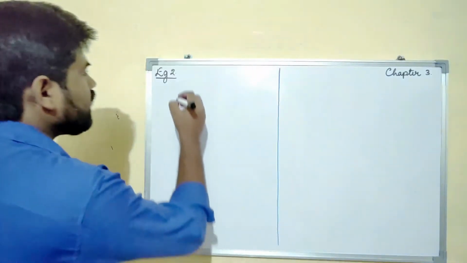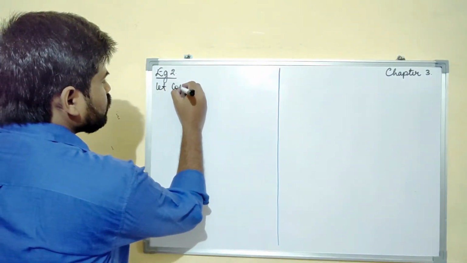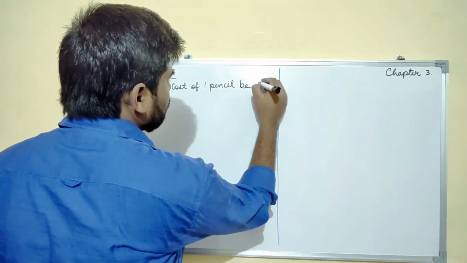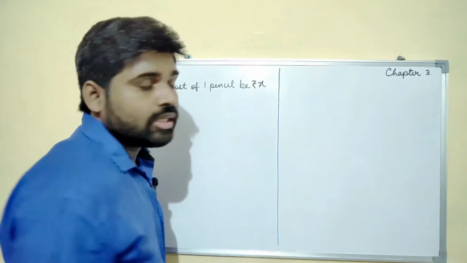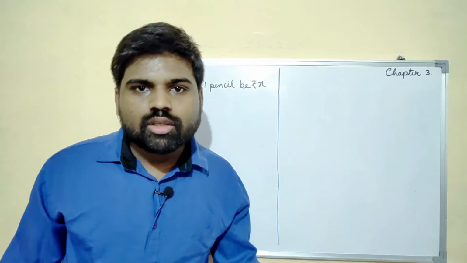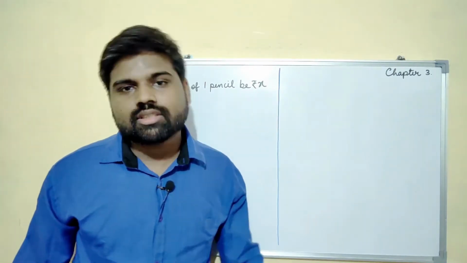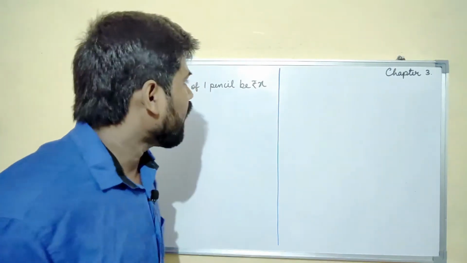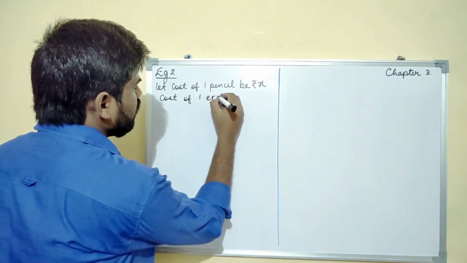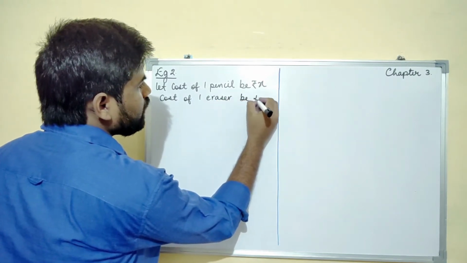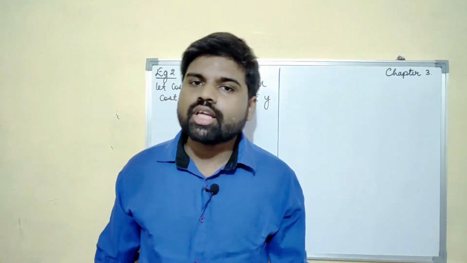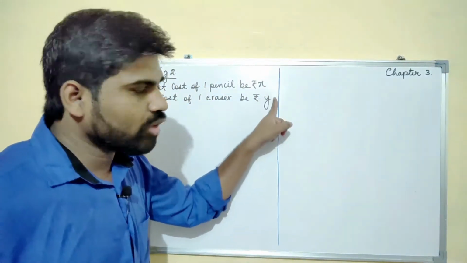So let the cost of 1 pencil be ₹x. Now I can find the cost of 2 pencils, 6 pencils and so on. Let us also assume the cost of 1 eraser as ₹y. As you know, this is chapter number 3, linear equations in 2 variables, which means we need 2 variables here.